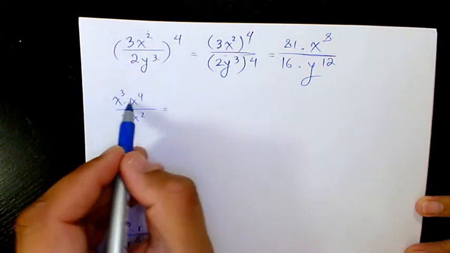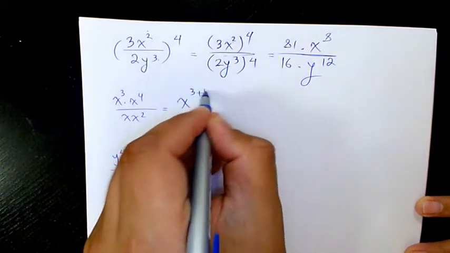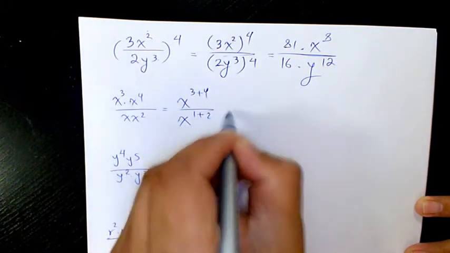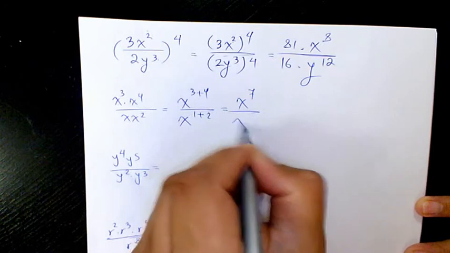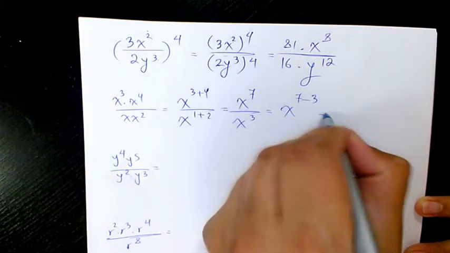Next one, x cubed times x to the power of 4 divided by x times x squared. So it's going to be x to the power of 3 plus 4, x to the power of 1 plus 2. So it's going to be x to the power of 7, x to the power of 3. So it's going to be x to the power of 7 minus 3, which is x to the power of 4.